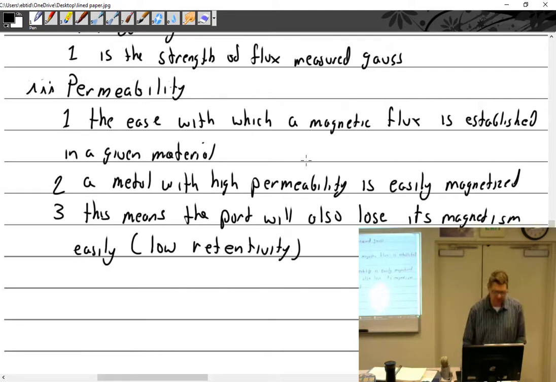Low retentivity. Okay, so that comes into play in a lot of different ways, and it's something that you really have to understand when you are doing magnetic particle inspections.